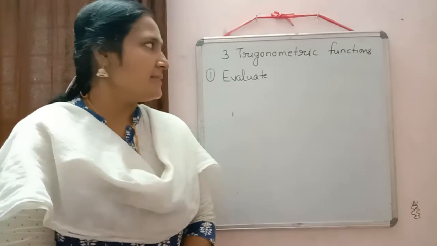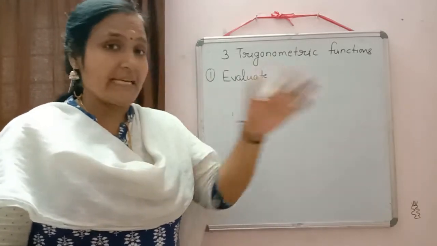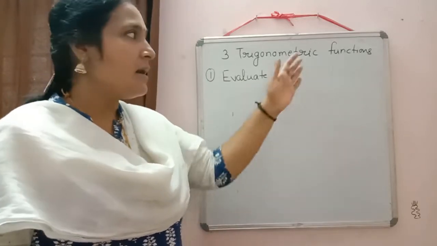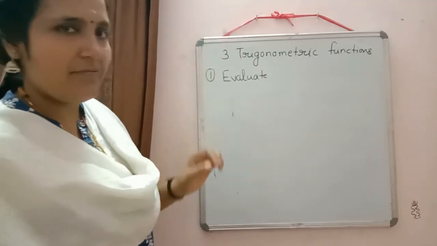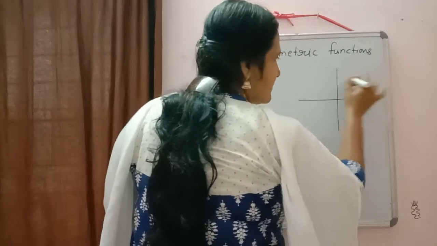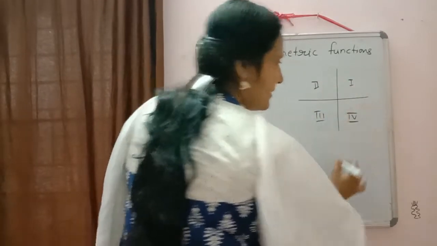In the previous class we discussed the signs of trigonometric ratios in different quadrants. Today also we'll discuss some questions on how to find the values in each quadrant. So once again we can revise the concept. In this way, first quadrant, second quadrant, third quadrant and fourth quadrant are there.